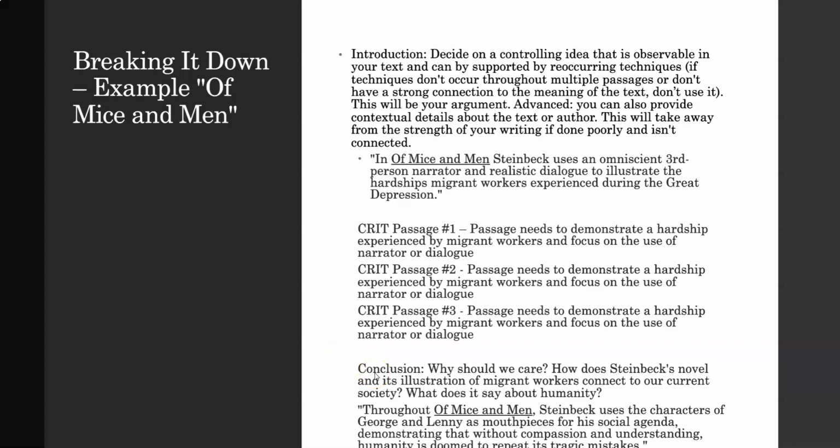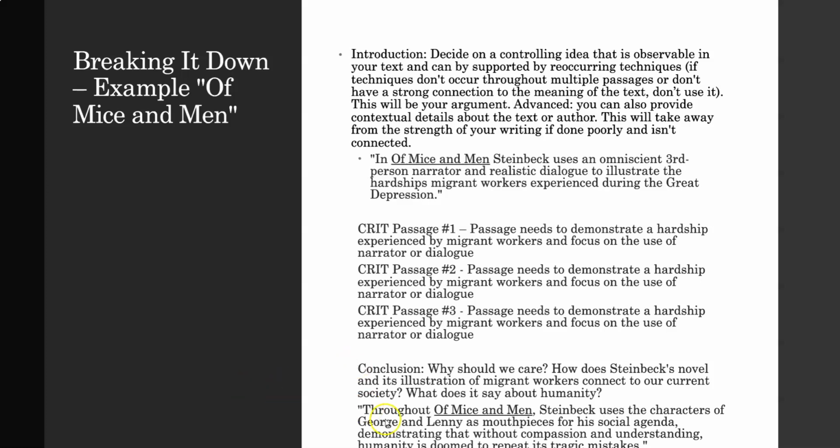Last paragraph is going to be your conclusion. And in this, you really want to point towards the larger issues at stake here. Why should we care as a reader? And how does Steinbeck's novel, with its illustration of these migrant workers, connect to our current society? What does it show about humanity?